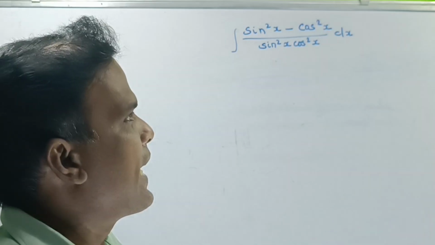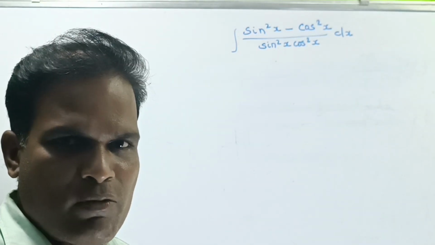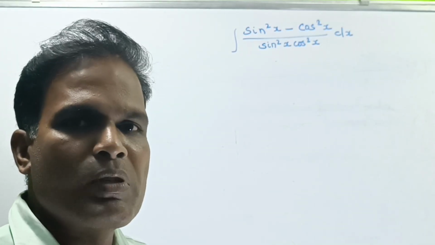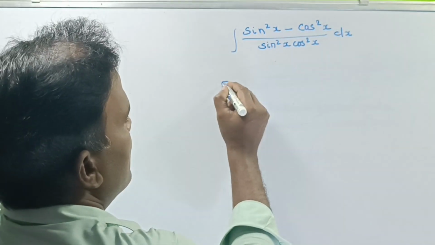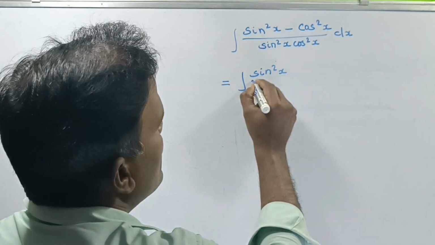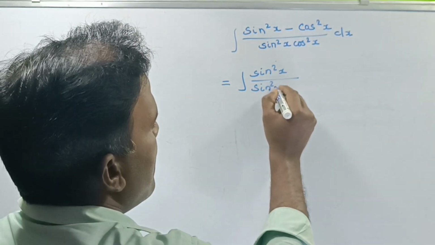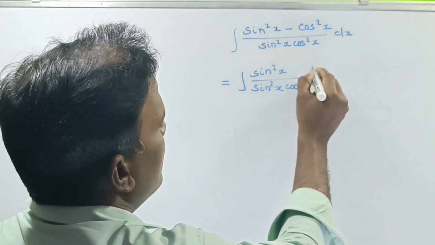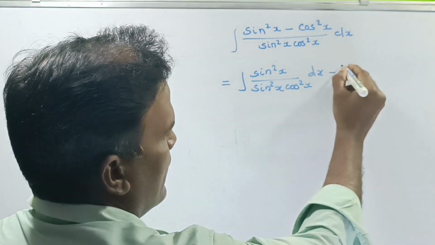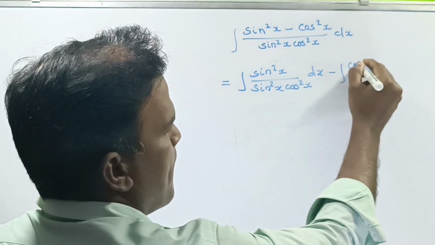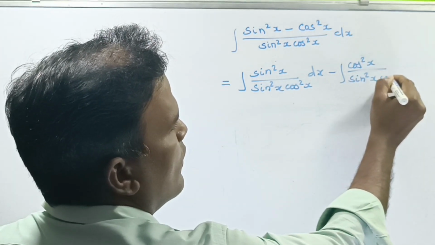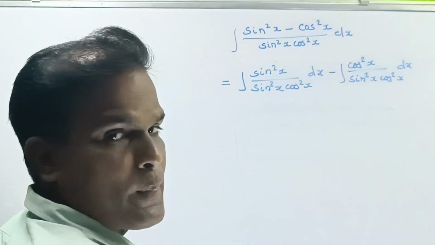Students, look at this problem. Integral sine square x minus cos square x by sine square x cos square x dx. Now split this fraction into two simple fractions. Integral sine square x by sine square x cos square x dx minus integral cos square x by sine square x cos square x dx.